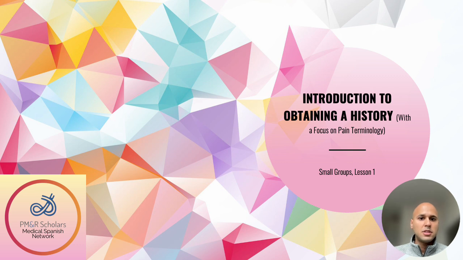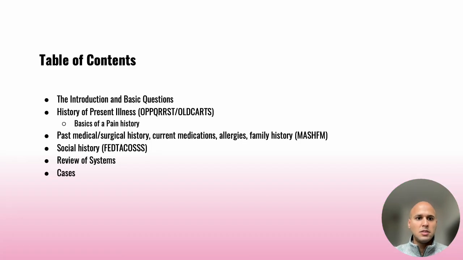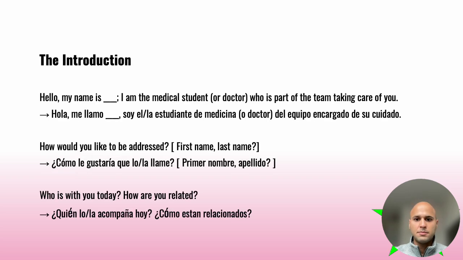Okay, thank you for joining us. So today we're gonna do an introduction to obtaining a history, the different parts of the HPI. We're gonna cover the introduction and basic questions, then the HPI, past medical history, current medication, allergies, etc. So the whole H&P, social history, review of systems, and then we're gonna do a few cases at the end just to try to put everything together.